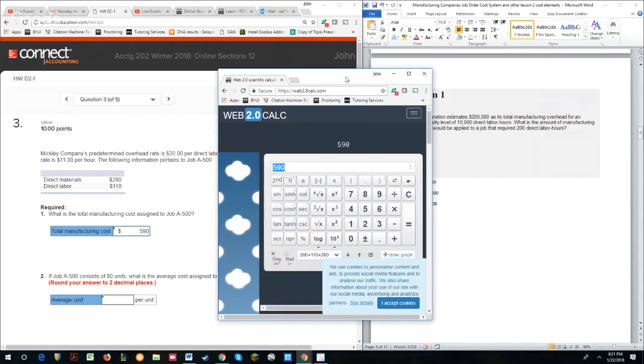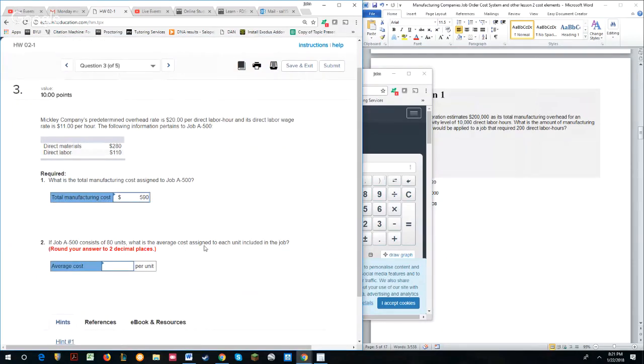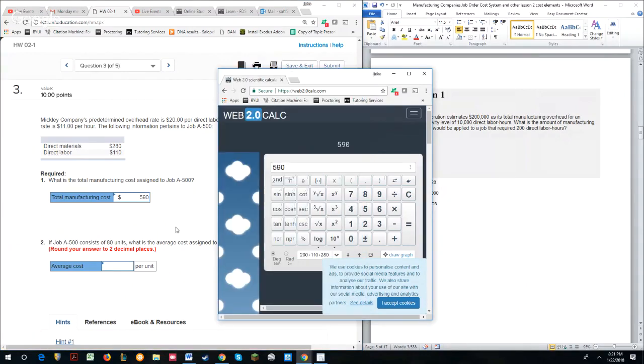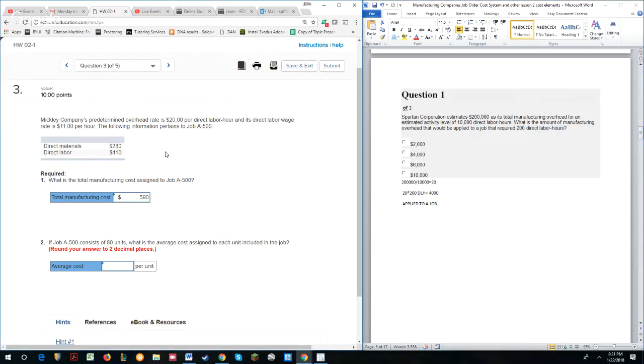Okay, let's do the next one too, and then we can check them both at the same time. If job A consists of 80 units, what is the average cost assigned to each unit included in the job? So it'd just be 590 divided by 80? I don't know if it's that simple. That does seem rather simple. Average cost per unit. Yeah, that is right, because it doesn't talk about how many units at all in this. So yeah, 590 divided by 80.